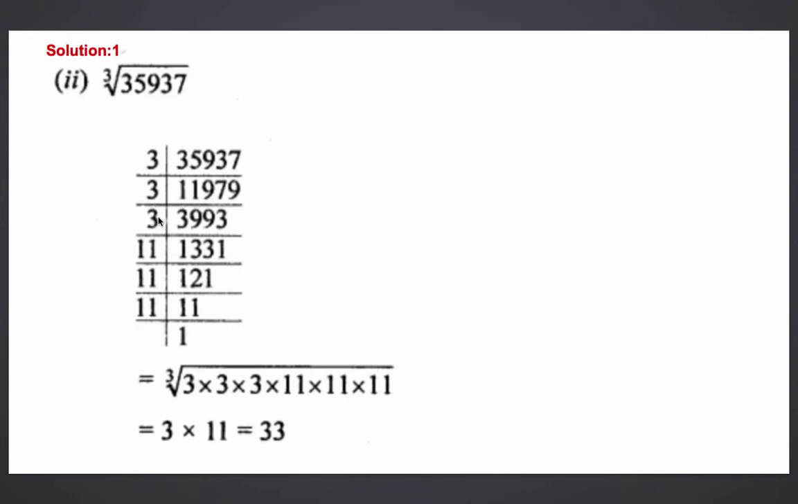So 3 comes 3 times and 11 will be repeated 3 times. Right, students? This is the cube 1331. Yesterday also this number was there. So what we know is that it is a perfect cube and it is the cube of 11. So 11 into 121 gives this. Then 11, 11s are 121.